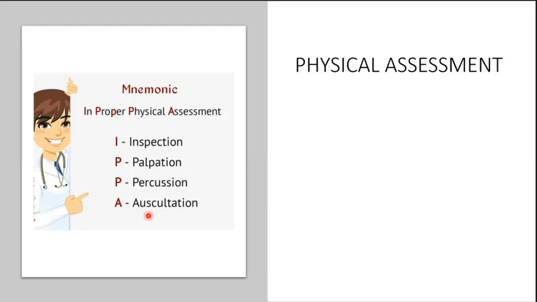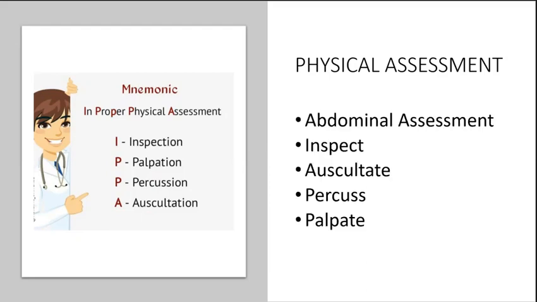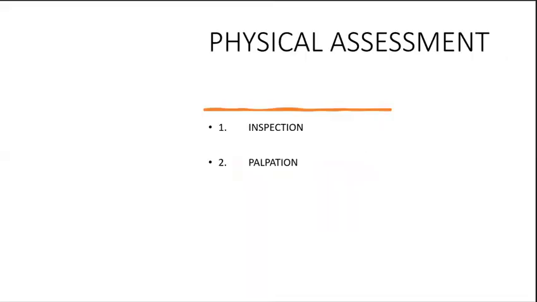And again, this sequence is applicable when you're assessing all body systems, except when we're carrying out abdominal assessment. With abdominal assessment, the sequence would be to inspect, to auscultate, and then percuss and then palpate. That will help us to avoid altering bowel sounds. So again, you want to note the difference between both.